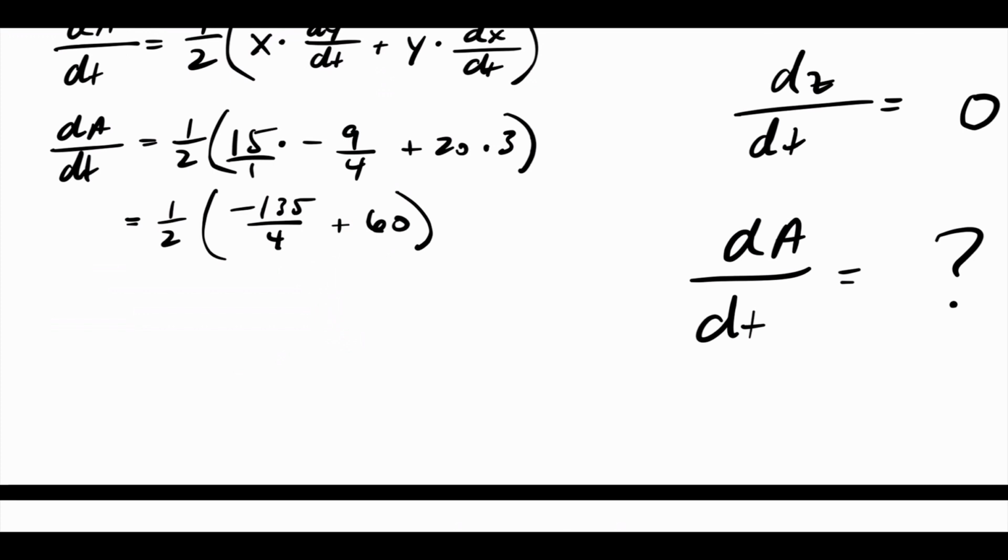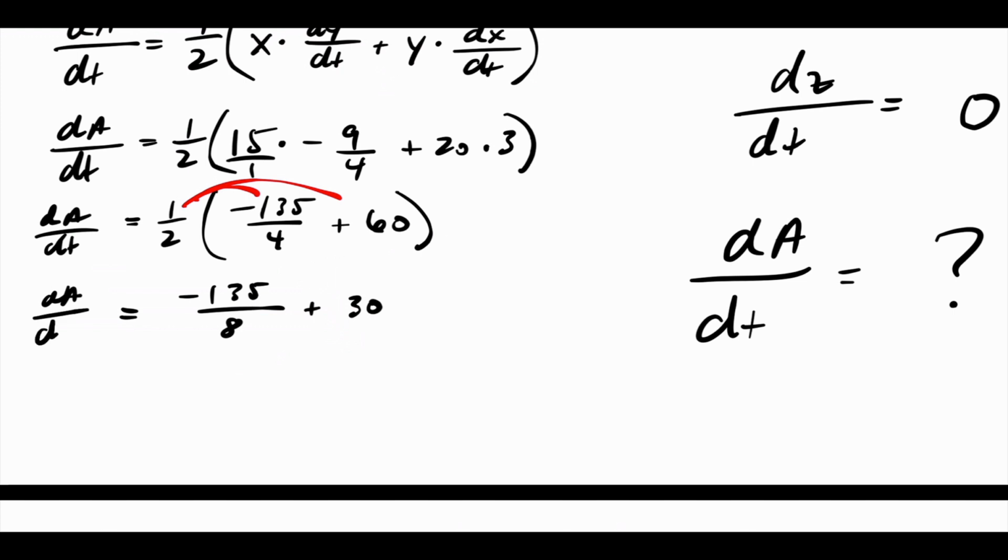That's 15 over 1. Okay, so now I can distribute the 1/2. So it's going to be negative 135 over 8 plus half of 60 is just 30. Now all that's left to do is just add them together. So if they have a denominator of 8, so instead of 30, 30 is the same as 240 over 8.